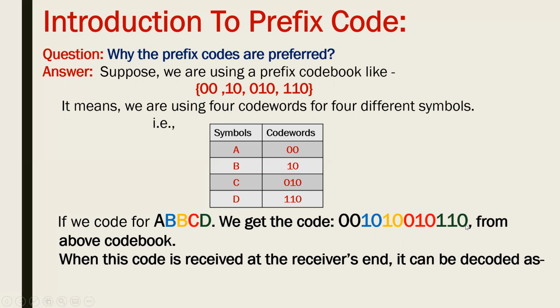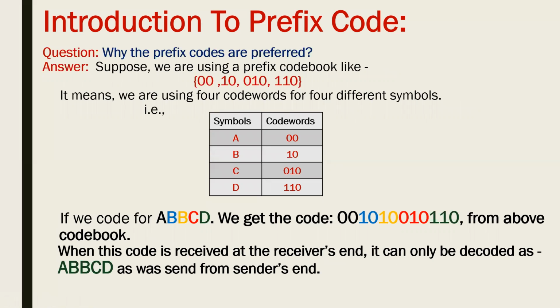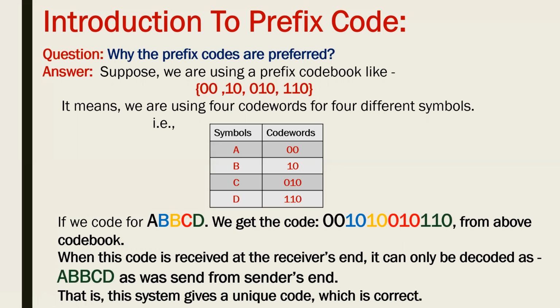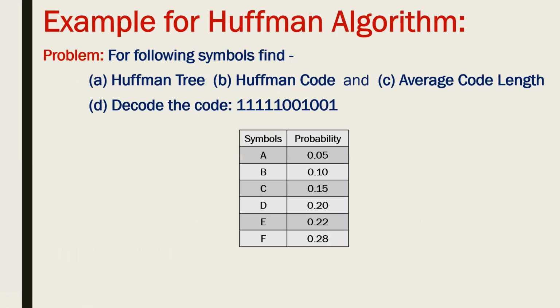Now we come to the last 3 bits. We read the first bit, 1. Another 1, so we receive two continuous 1s, which means it is a D. And 0 confirms that, 110 confirms that it is the D. So there is no confusion. We can easily decode uniquely. We get only a single code. And we get ABBCD, which was sent by the sender. So this is the reason why we prefer the prefix code.